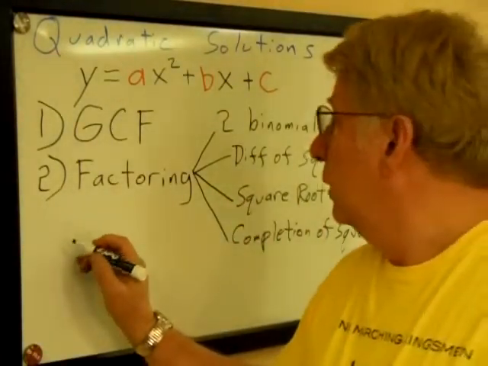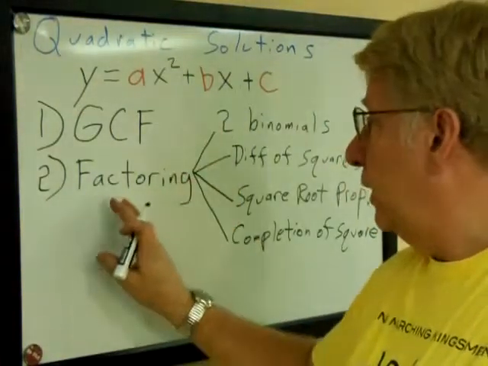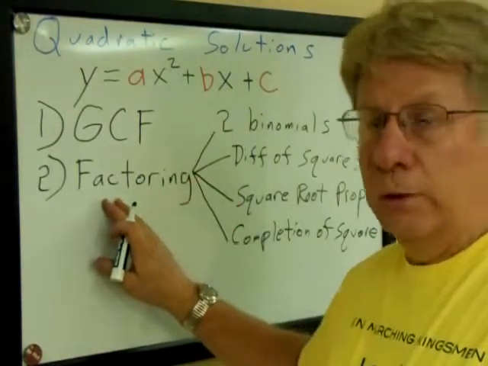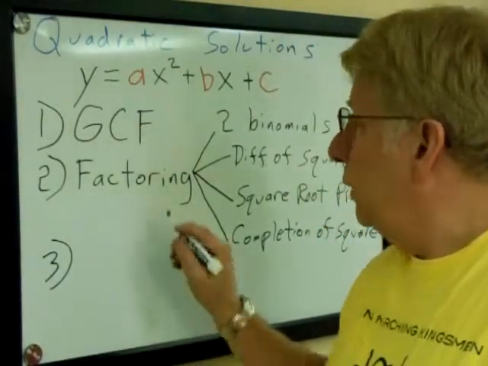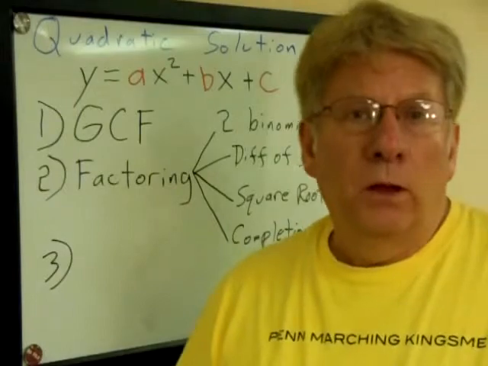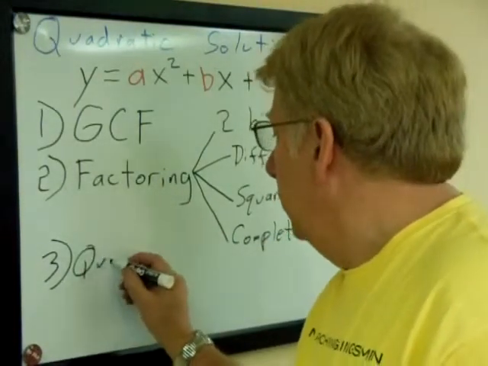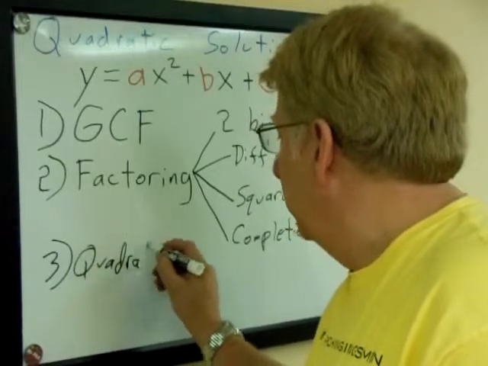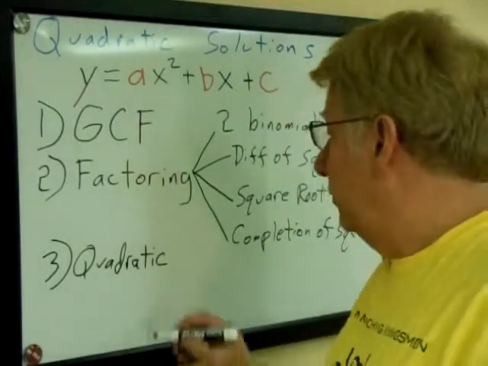Okay, so we have the greatest common factor is the first thing we do. Second, we look if we can factor it easily. Third, if we can't factor it easily, we can use the quadratic formula. The quadratic formula will work, even if it can be factored, it will work in all cases.